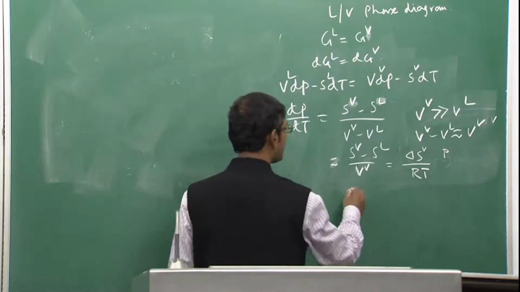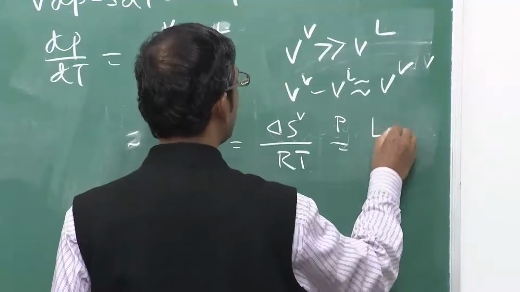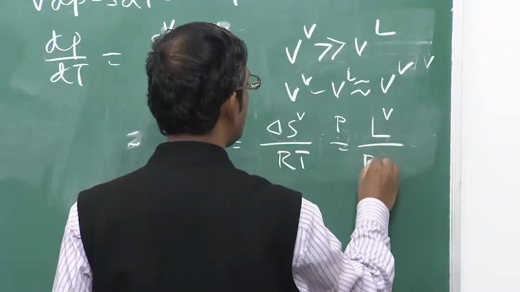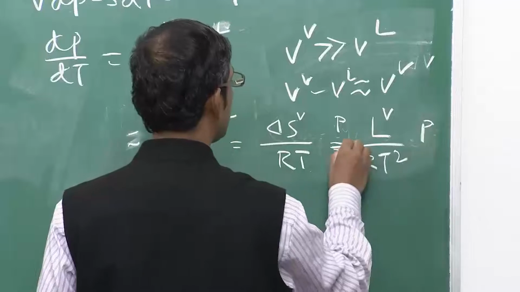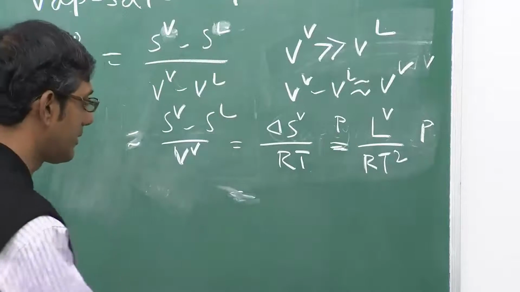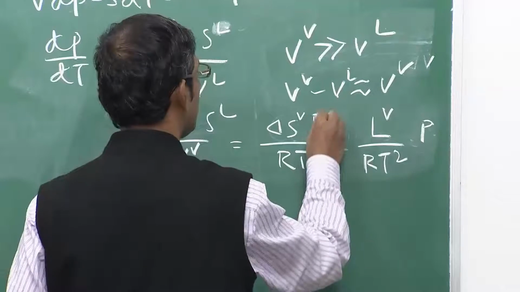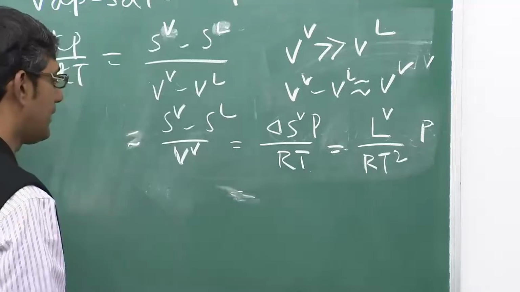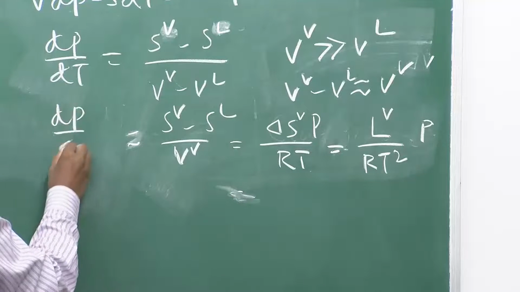So what is delta S? Delta S is nothing but the latent heat of vaporization divided by RT square, because LT by T here into P, right. This can be written easily like this. So I get this expression: dP by dT equal to this.